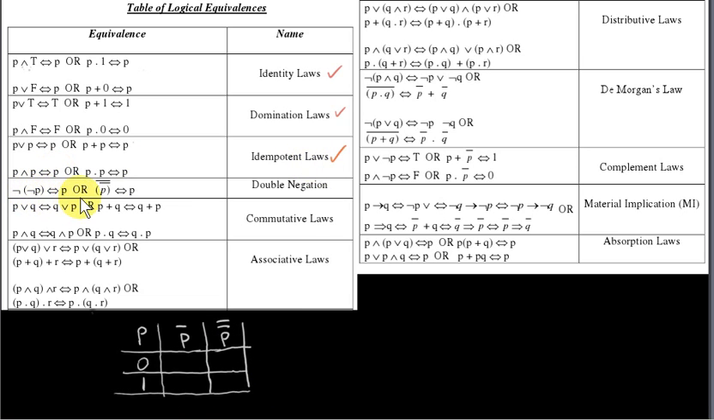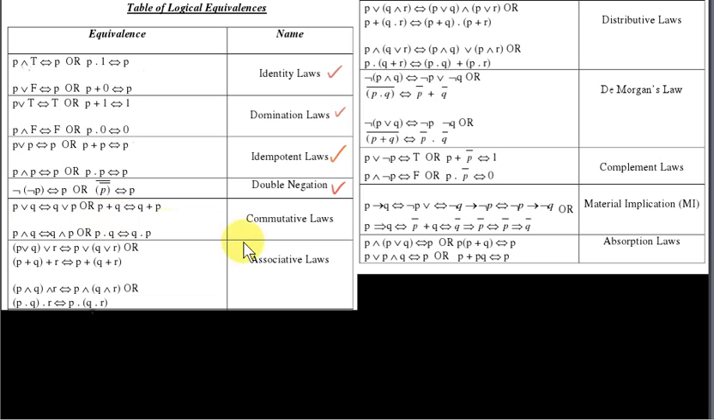The double negation law is very easy to see. If we have P, then not P, when P is 0, is 1, and when P is 1, is 0. Not not P is got by flipping these, so when not P is 1, not not P is 0, and when not P is 0, not not P is 1. So you can see now that this column is the same as this column, showing that not not P is equivalent to P. Another way to write the not operator is this symbol here.